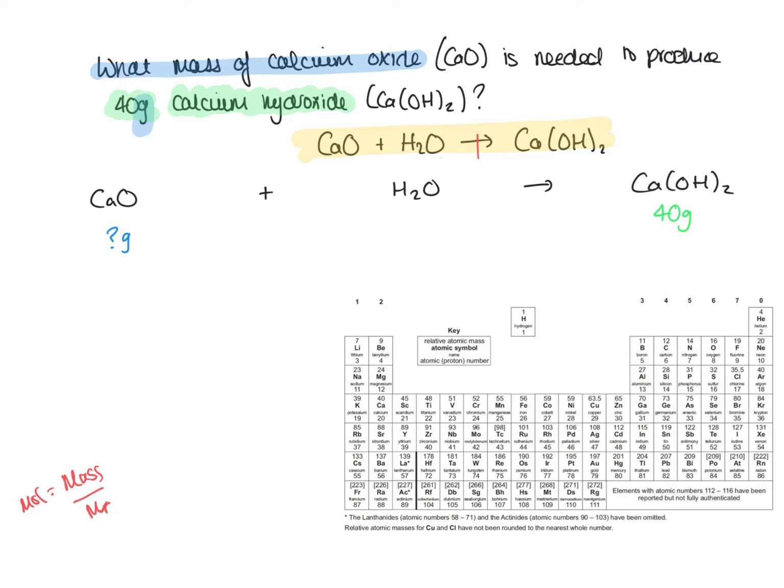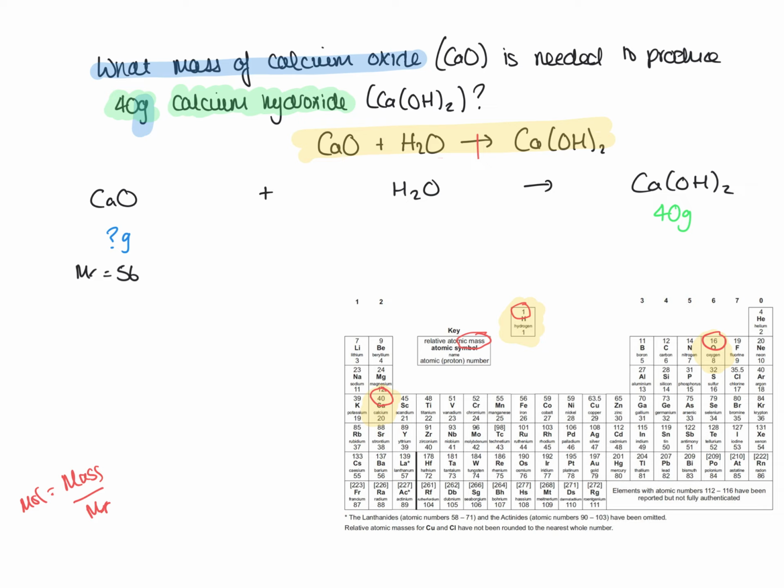So using the periodic table, we have got calcium over here. Calcium is over here. We've got oxygen, which is up here. And we've got hydrogen that's going to be involved as well, which is here. And we're looking at the relative atomic mass, and the key tells us that's the top number. So we're looking at this number here, and this number here to work out MR. So MR for calcium oxide is 1 calcium, which is 40, and 1 oxygen, which is 16. So the MR for calcium oxide is 56.